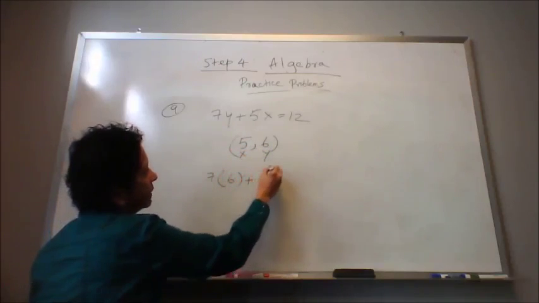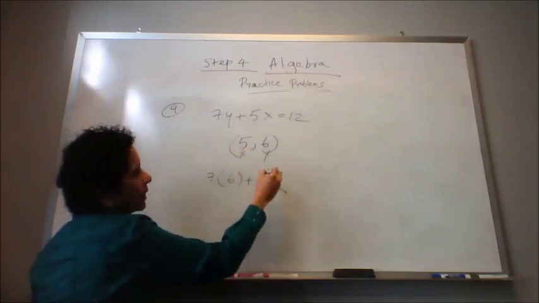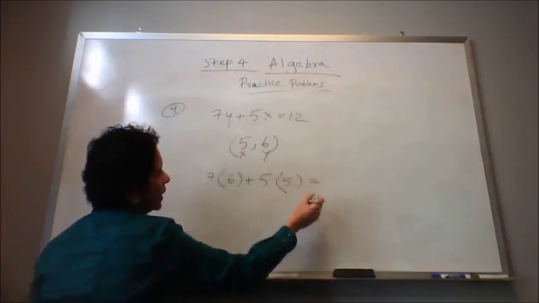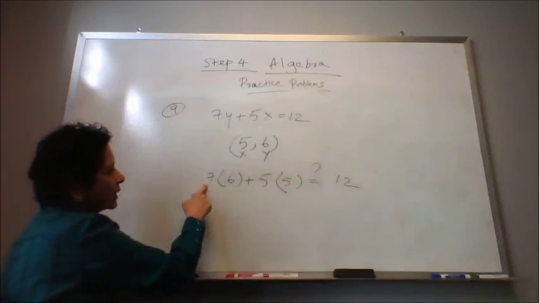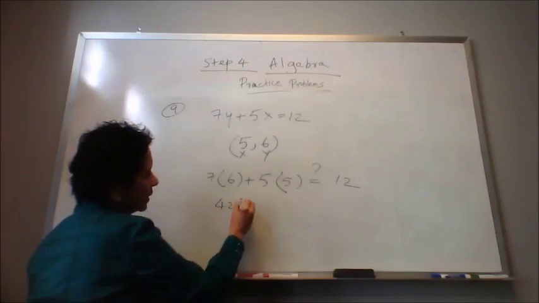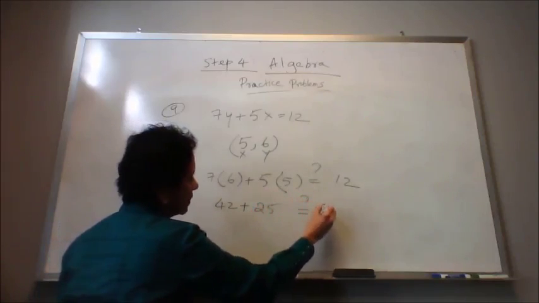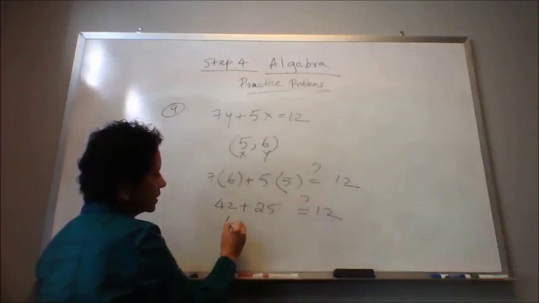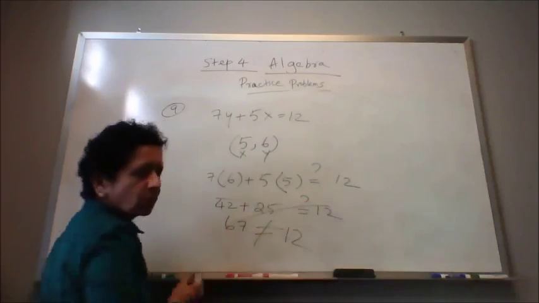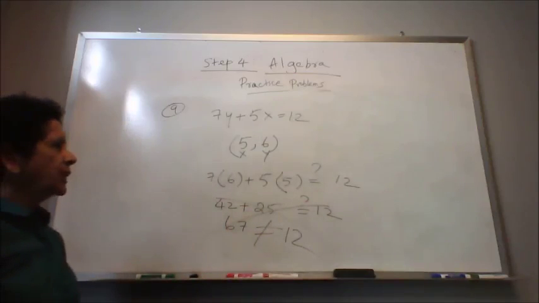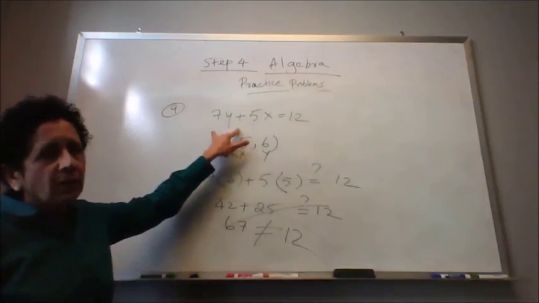And then plus 5. Instead of x here, I need to plug in x equals 5. I need to plug in 5. And the question is, is it equal to 12? Okay. So 7 times 6 is 42. 5 times 5 is 25. Is it equal to 12? If we add it, this is 67. So 67 is not equal to 12. No, this is not equal to 12. So that means the point (5, 6) does not lie on this line.